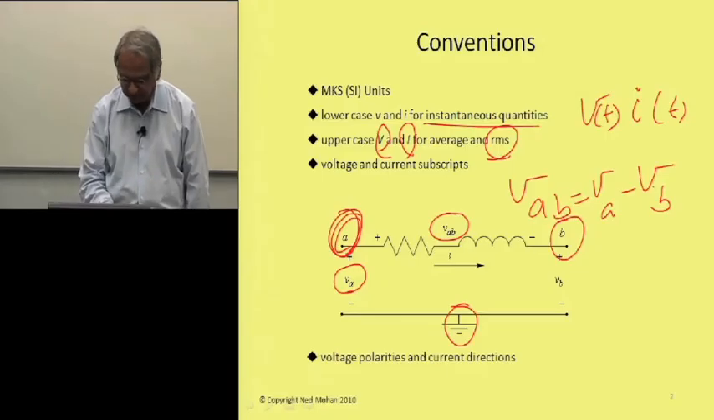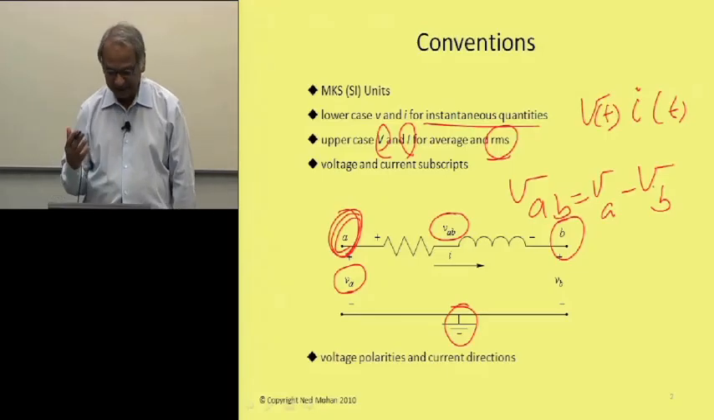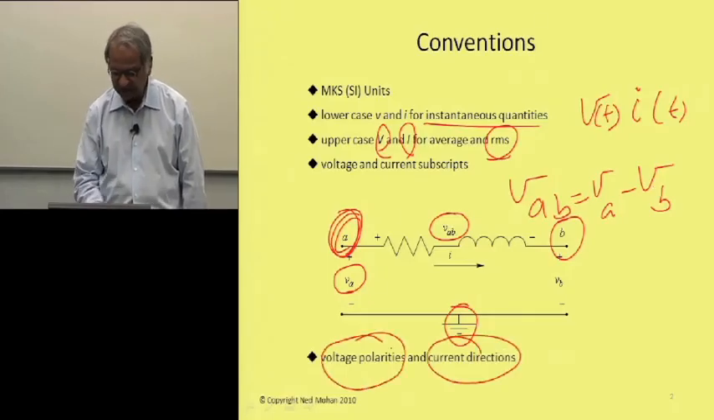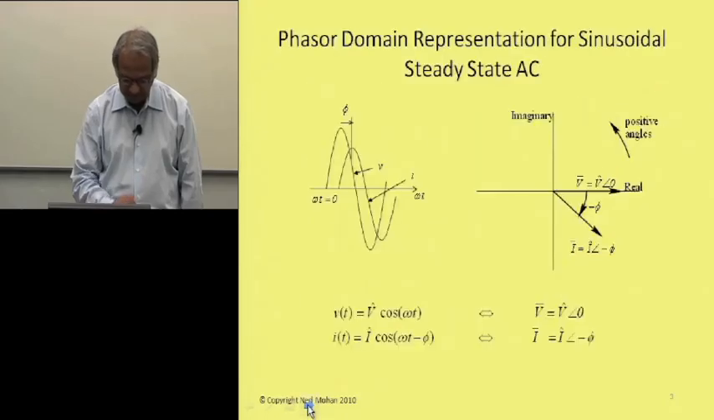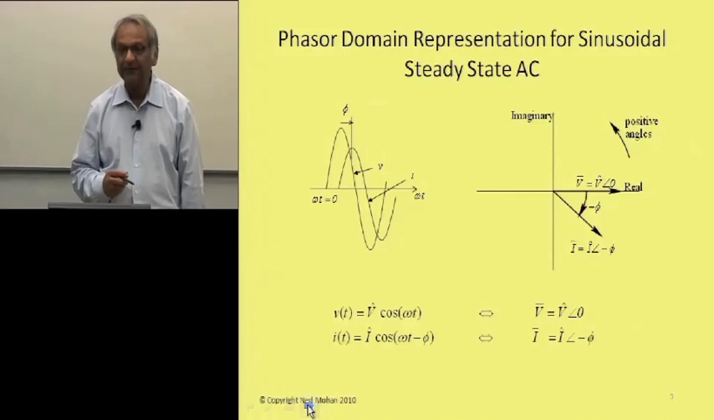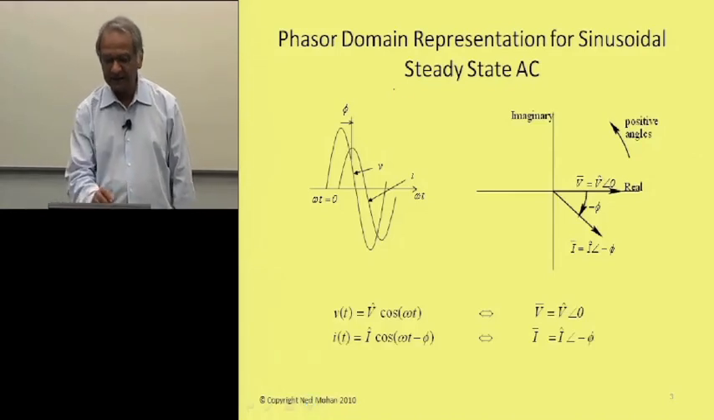And to talk about these voltages and currents, it doesn't really make sense unless we define the voltage polarity and the current direction. So we have to be very careful in defining those. So now let's look at what happens when we are dealing with sinusoidal AC voltages and currents in steady state.